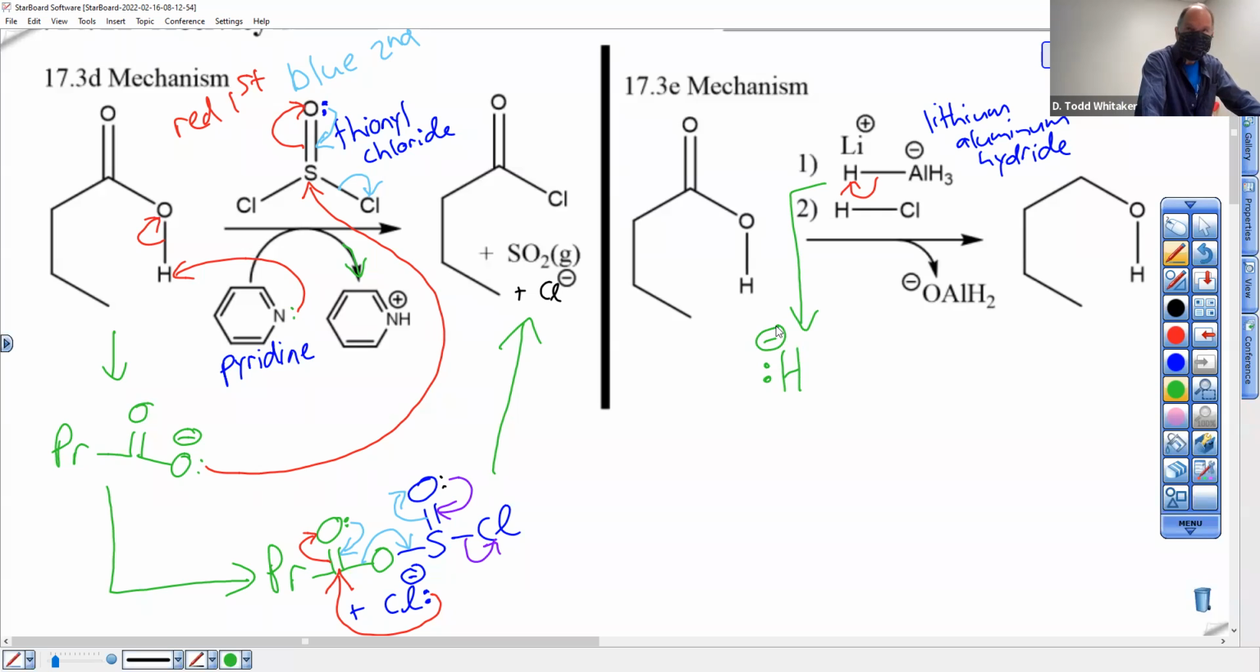H minus here has some choices. It can attack the carbonyl, but it's more likely it's going to take a proton, isn't it? Think about it. pKa 5 and the H minus goes towards 35. That's a very strong acid-base reaction. Go from 5 towards 35. You should do that first.